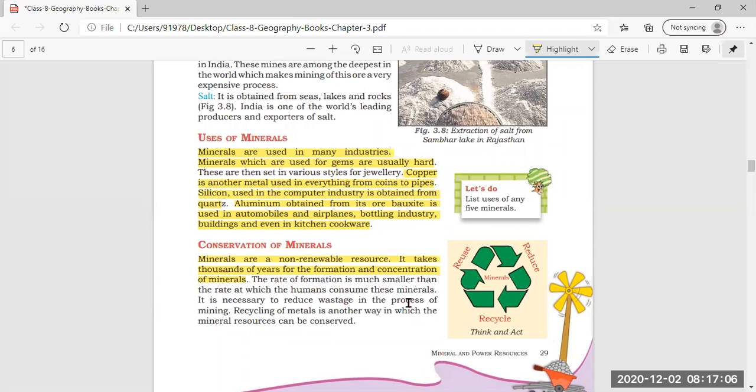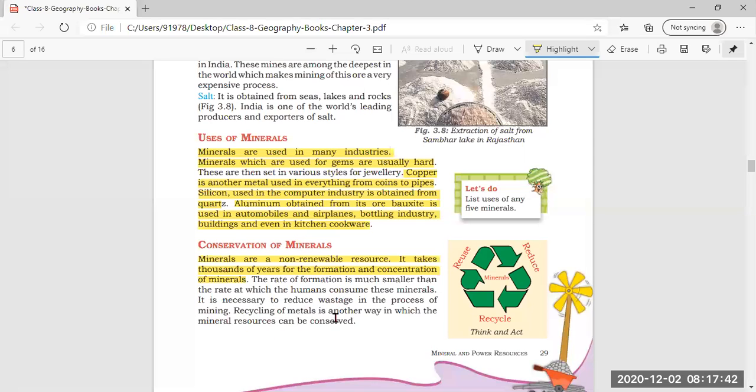Then conservation. We have already seen that it takes thousands of years for the formation of a particular mineral. The rate of formation is much smaller than the rate at which humans consume these minerals. That means the way we consume and make use of minerals is very fast. We dig out the minerals and use them in other things, but the formation of these minerals takes a lot of time. It is very time consuming.